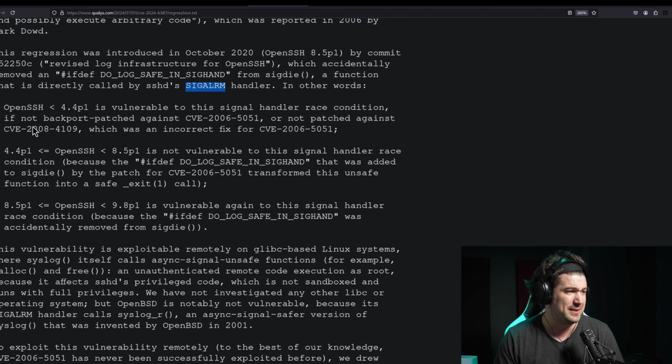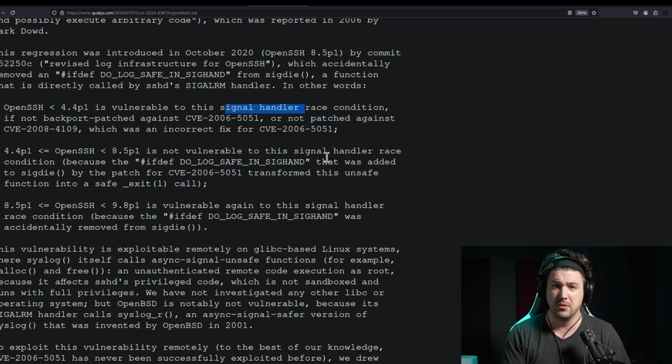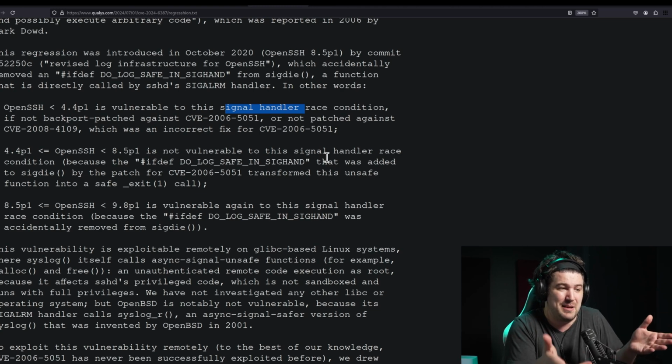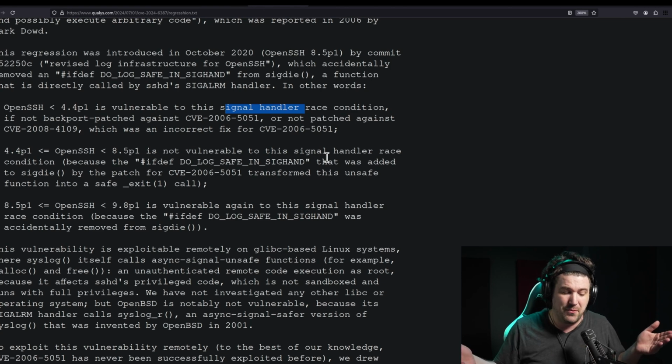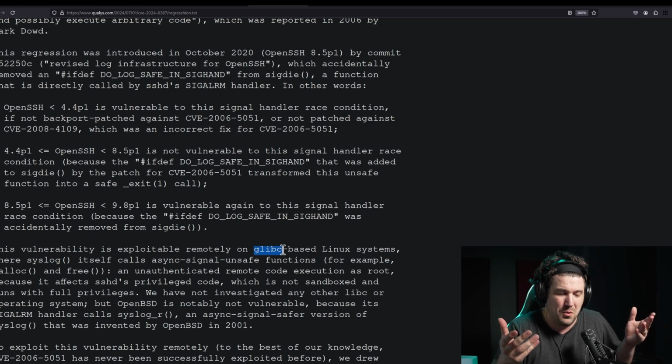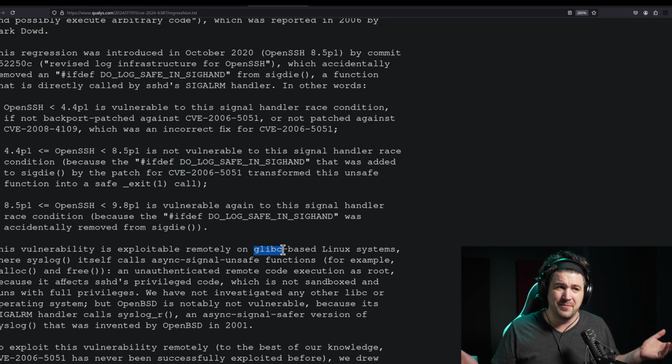In other words, OpenSSH is vulnerable to a signal handler race condition. Again, if any of these words you don't know, let me know. Like if you don't know what a signal handler is in the kernel, let me know, and we'll cover it in follow-up videos. This is why I want to read this, because there are these types of things, and if you don't know these things and how glibc thinks about them, then you wouldn't have even known to ask the question, right?